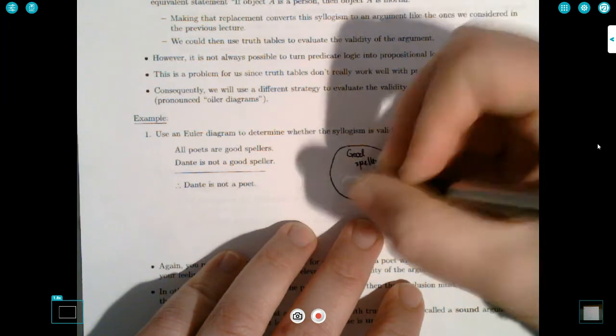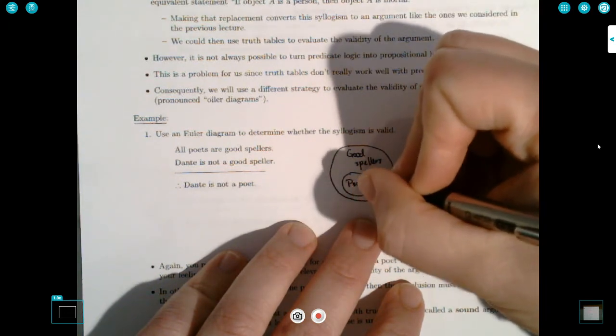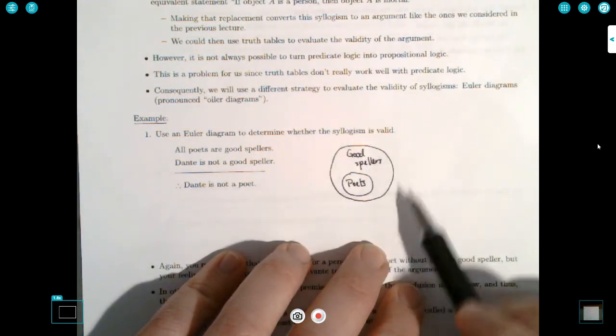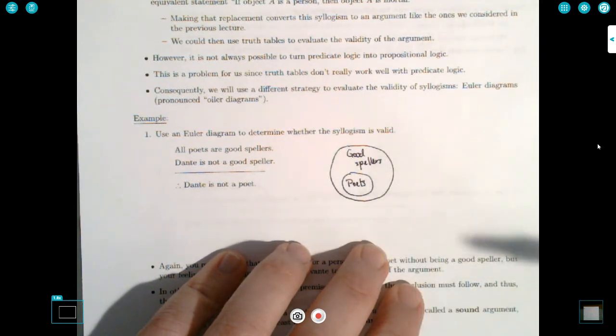And inside that circle, I'm going to have another circle for poets, right? So this represents that first statement: all poets are good spellers. So poets are a subset of good spellers, you might say.